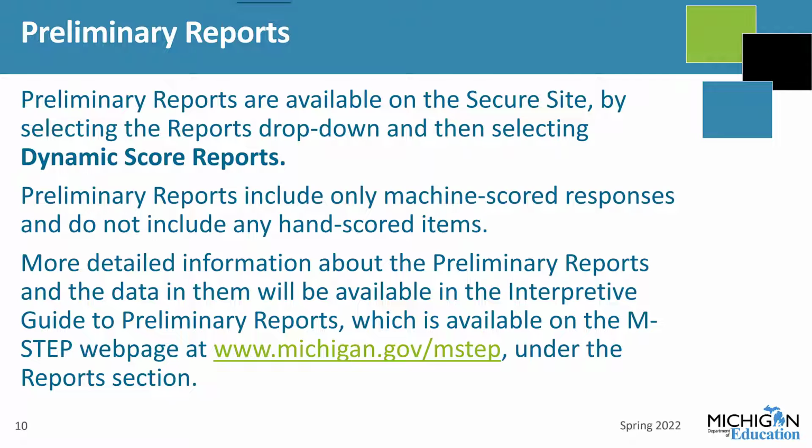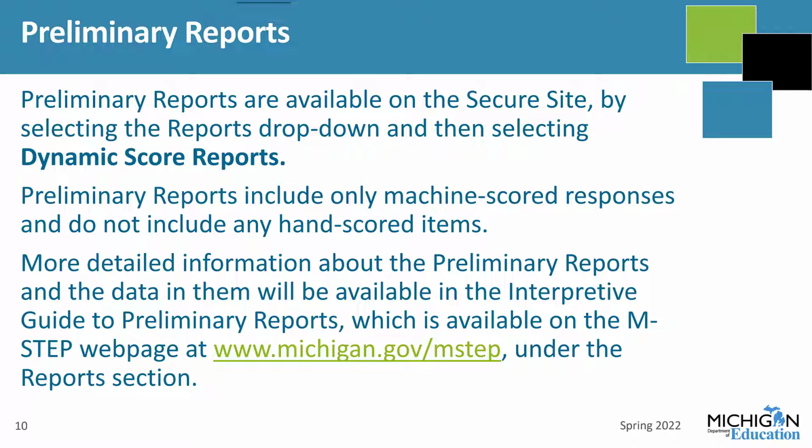The preliminary reports are available 48 hours after the student submits the test. For tests with 2 parts, the reports are available after both parts of the test are submitted. They remain available until final reports are released. Preliminary reports are accessed through the secure site by selecting the Reports drop-down and then selecting Dynamic Score Reports. Again, the preliminary reports include only machine-scored items. They do not include any hand-scored items.